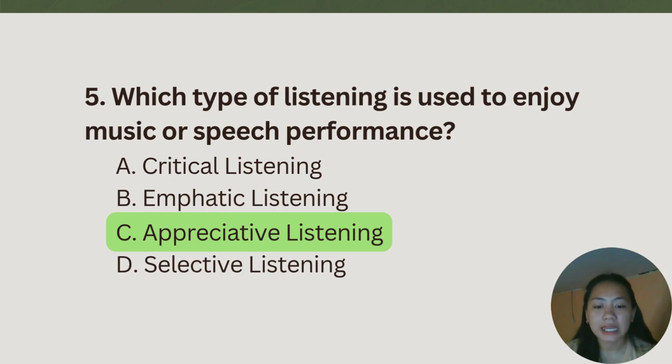Letter D, selective listening. So this happens when the listener chooses to hear only parts of the message, often due to bias or distraction. So the answer for number 5 is letter C, which is when we enjoy the music, which we appreciate. Listening.